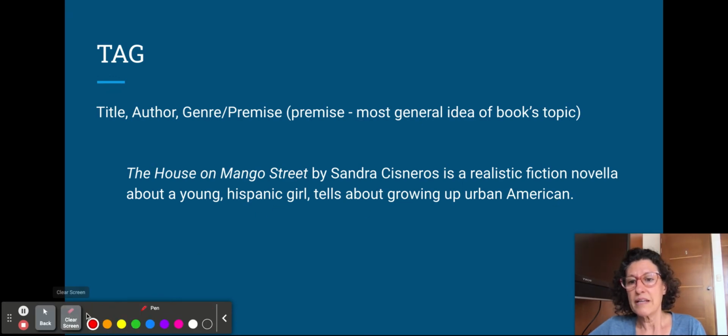Okay, so let's be really careful here, though. It seems so simple, but the title of the book is The House on Mango Street. Okay, you have to get the title right. I get essays where people write House on Mango Street. That little kind of detail is important. And the author, you need to look at the spelling of the author's name and spell it correctly. Here we have the genre, realistic fiction. And then we've got, just generally what kind of book it is. What's it about? It's about this young Hispanic girl and she's growing up in the United States, in urban America.